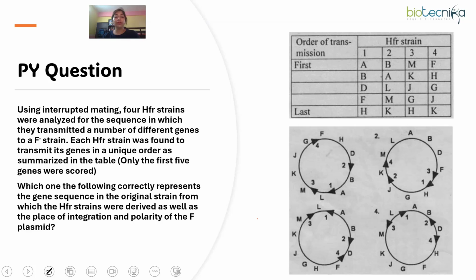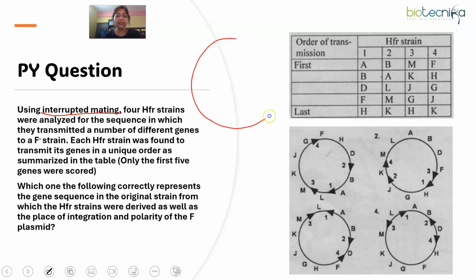Now next question, moving on to microbial gene mapping. This is the type of question which is very frequently asked from this conjugation experiment, interrupted mating experiment. Using interrupted mating, 4 HFR strains were analyzed for the sequence in which they transmitted a number of different genes to an F- strain. Each HFR strain was found to transmit its genes in a unique order as summarized in the table. So we have to analyze this table and make the gene map.